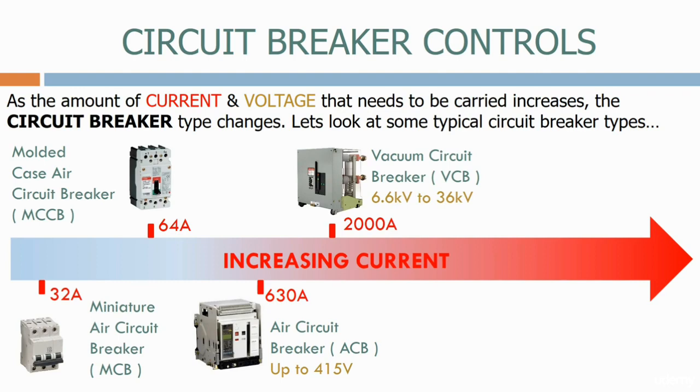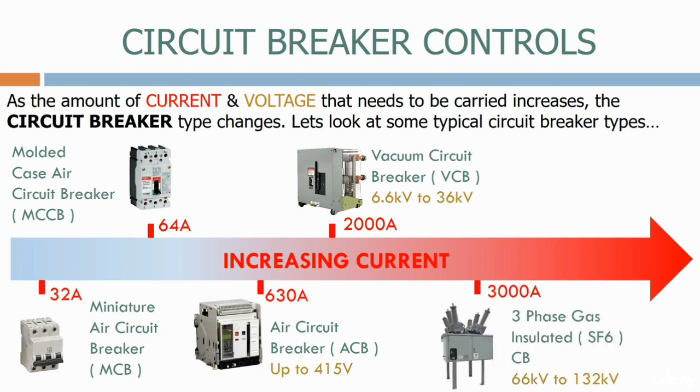Increasing the system voltage and the current now, we have the vacuum circuit breaker, or VCB. These are used on system voltages from 6.6 kV to 36 kV, and up to a current rating of 2000 amps. This is the main breaker that we use on the distribution system. Increasing the system voltage now, we have the three-phase gas-insulated, or SF6 circuit breaker. These are used on system voltages from 66 kV to 132 kV, and up to a current rating of 3000 amps.